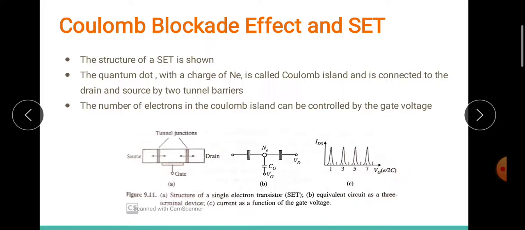Now in the figure you can see the structure of a SET and the equivalent circuit in terms of electrical components. What has been done is, the quantum dot has a total energy Ne, and this we call the Coulomb island. Basically any tiny conductive material we call an island. So when it comes to a quantum dot and single electron transistor, I call this the Coulomb island, based on the Coulomb blockade effect, right?